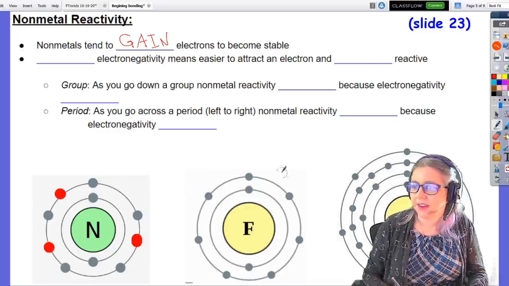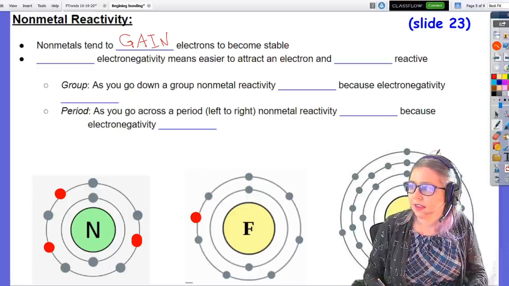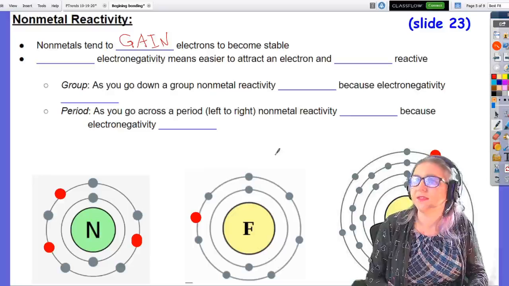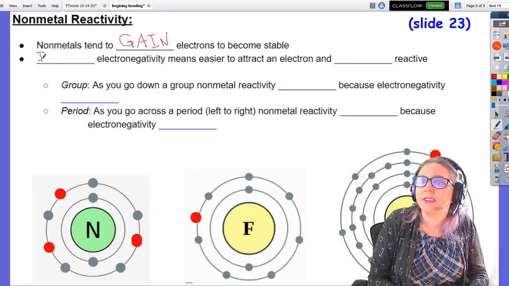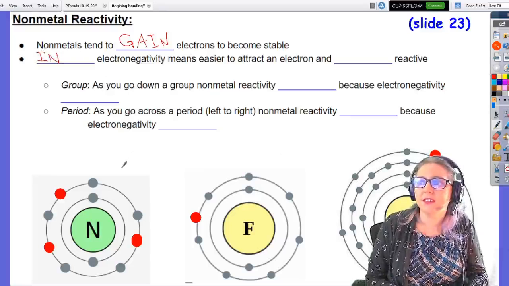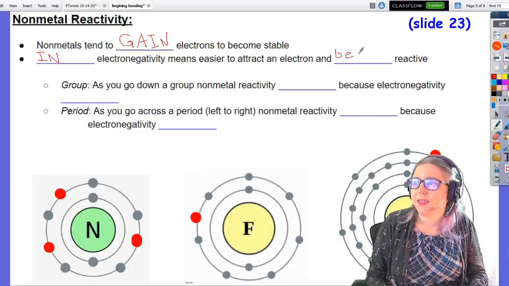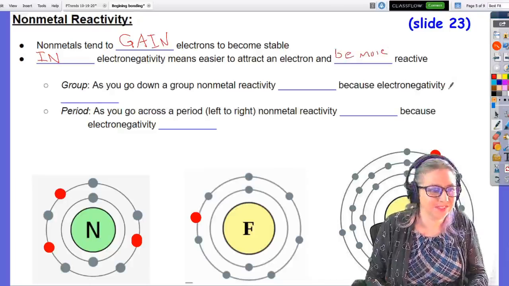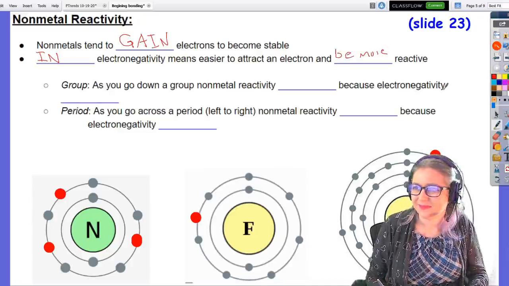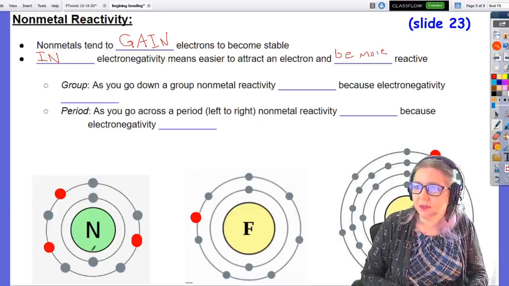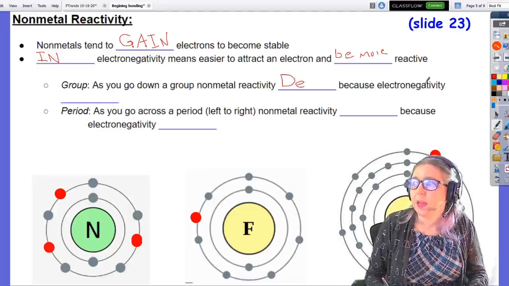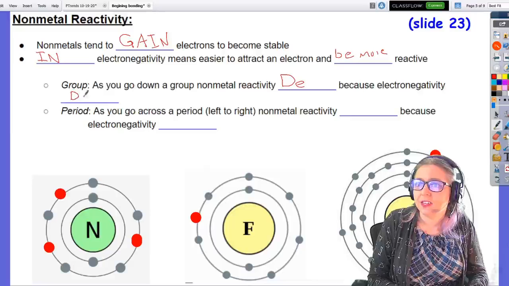And here's my fluorine. It has 7, so it only needs to gain 1. And then here's my bromine. It has 7. It only needs to gain 1. I think I said 6 there. That's 7. So increased electronegativity means it's easier to attract electrons and be more reactive. So as I go down a group, my non-metal reactivity decreases because electronegativity decreases.